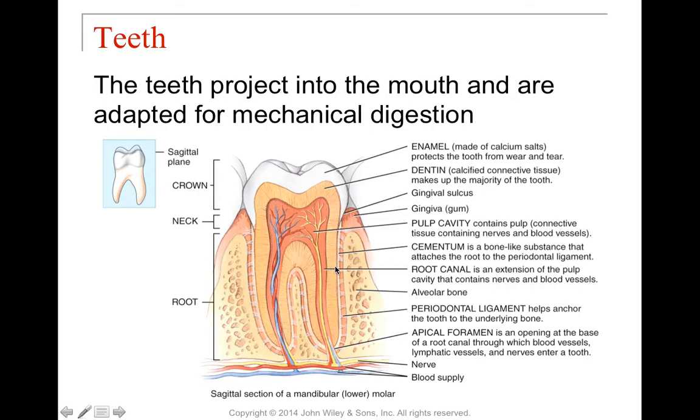And cementum is a substance very similar to bone and is actually going to be attaching the root of the tooth to the periodontal ligament, which is depicted here. The periodontal ligament obviously is going to help anchor the tooth to the underlying bone.